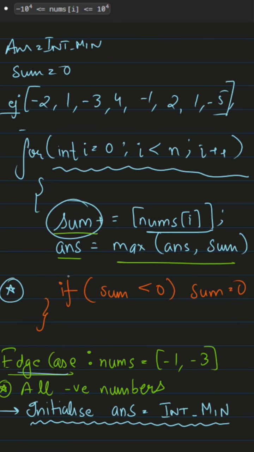And this is the most important step for this question: if sum is less than 0, then sum equals 0. The intuition behind this step is that if sum goes beyond 0 and is negative, then there is no point taking that element inside our subarray.